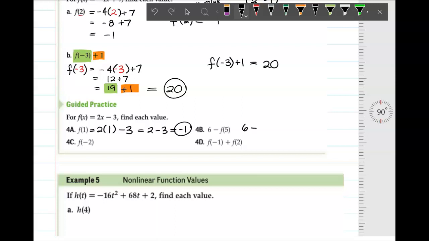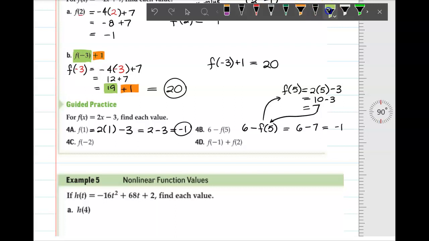6 take away f of positive 5 rather. Well, first we need to go off to the side and figure out what is f of 5. F of 5 means 2 times 5 minus 3, which is 10 minus 3, which is 7. So now I can put that right back in. I'd have 6 take away 7, which is negative 1.